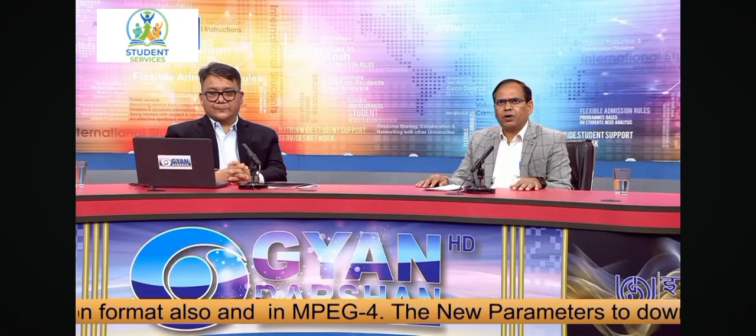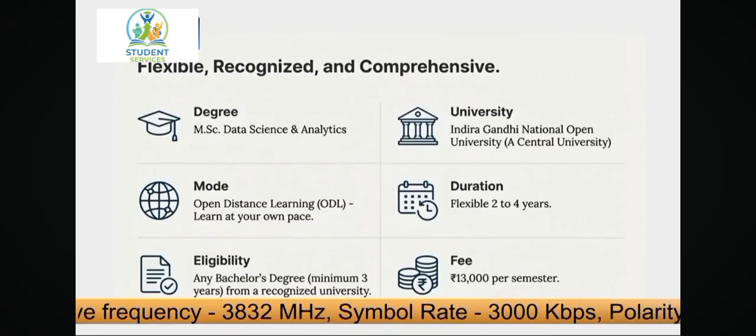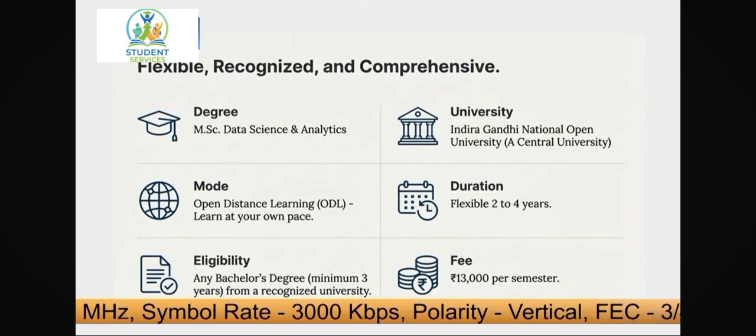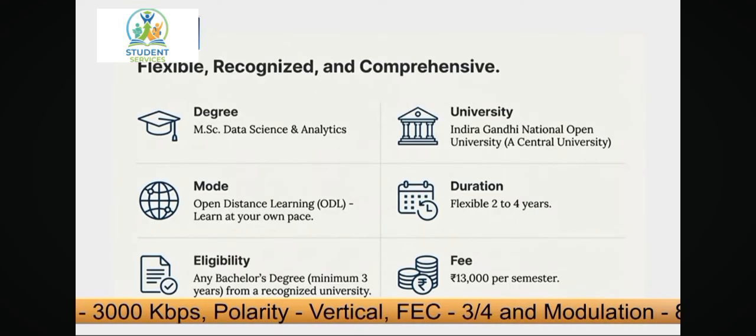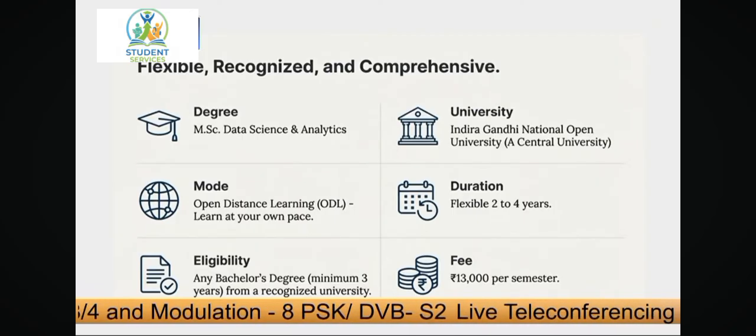Okay, thank you, Professor Sandeep. Now I would like to ask what the eligibility criteria, the duration, and the fee structure are for this course, M.Sc. Data Science and Analytics. This degree is offered in open distance learning mode, which helps learners study at their own pace. The minimum duration of this program is 2 years, and learners have the opportunity to complete it in 4 years as well. The minimum eligibility criterion is any bachelor's degree.